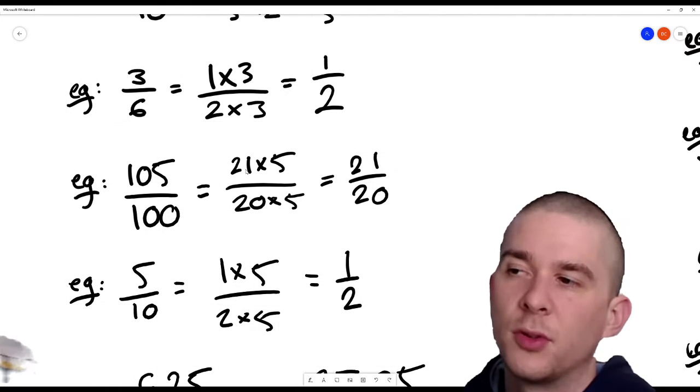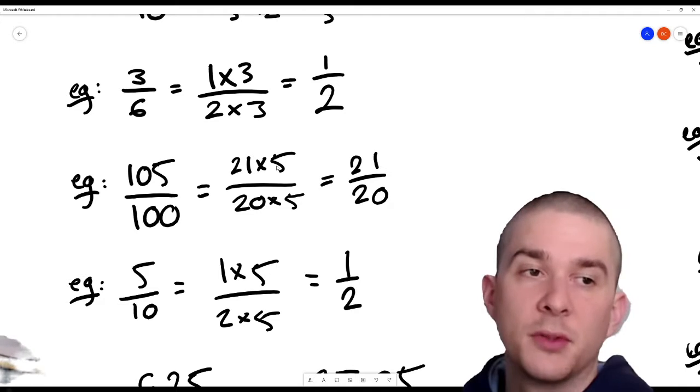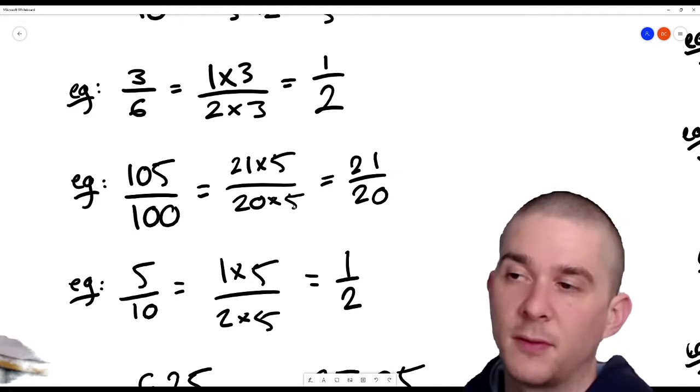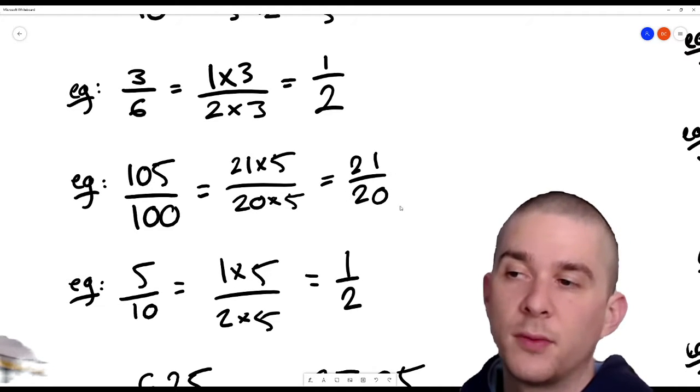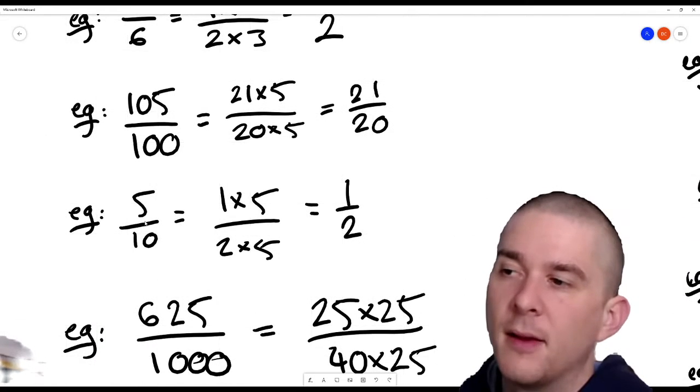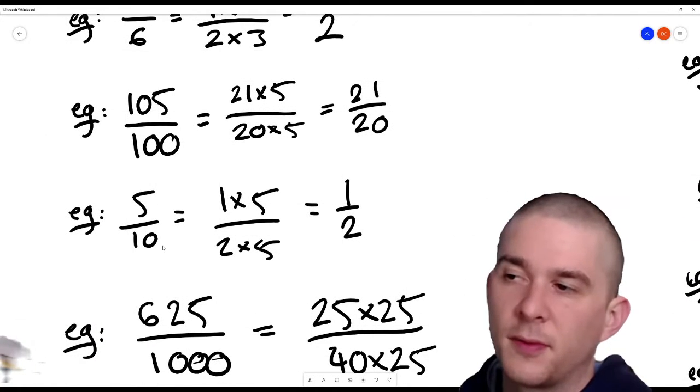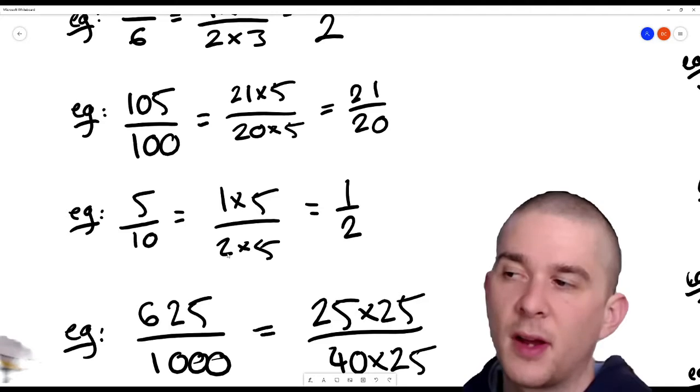105 over 100. Well, this is 21 amounts of 5, and this is 20 amounts of 5, so this is 21 over 20. 5/10, or 5 over 10. That's 1 times 5 and 2 times 5, 1/2.